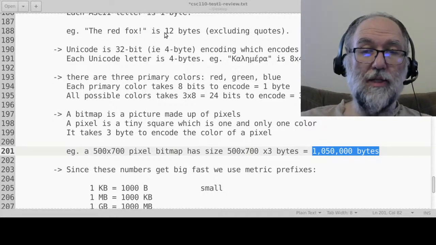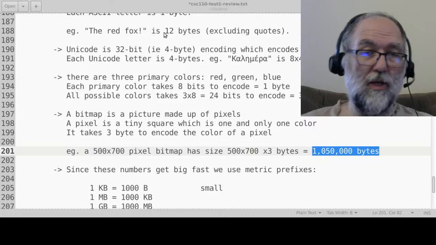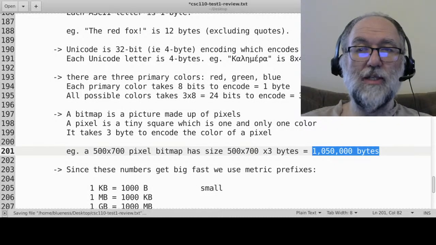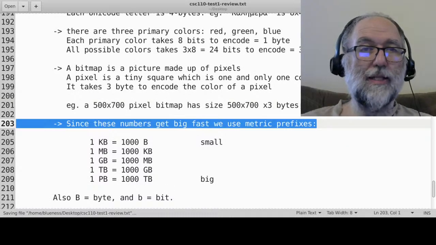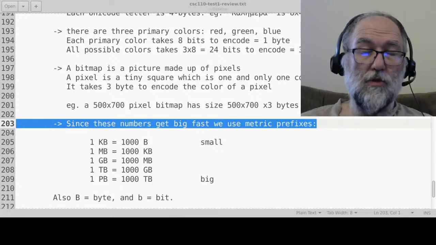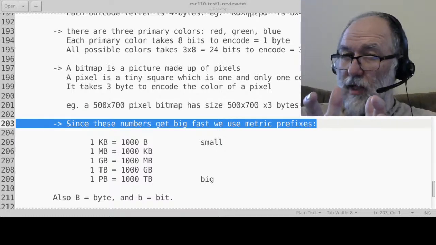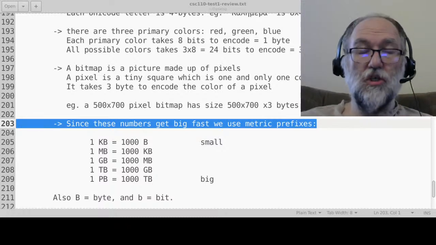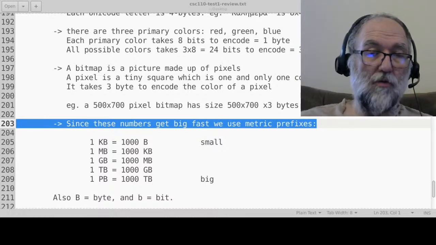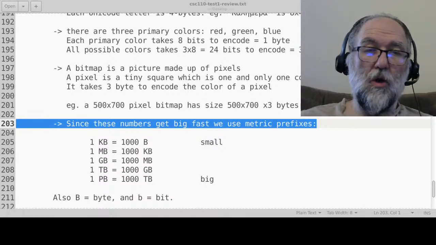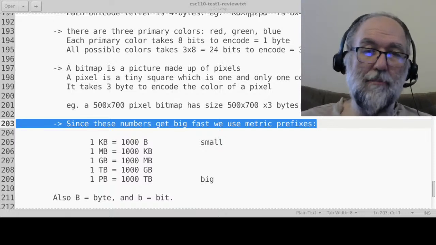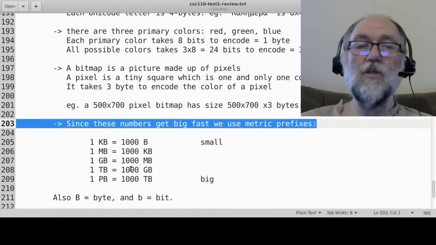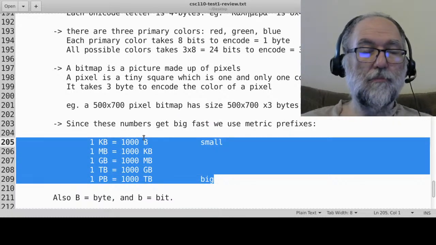Now that is the right answer, but that's not the way I would put the answer on the test. What I would do on the test is convert it using one of the metric prefixes, and we're going to have to get used to that because we're going to get some really big numbers in computers, because everything shrunk because of Moore's law. The amount of information you could put in files got bigger and bigger over time. And so we went from bytes to kilobytes to megabytes to gigabytes to terabytes and so on.